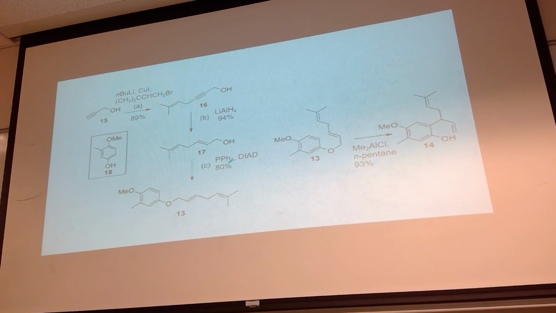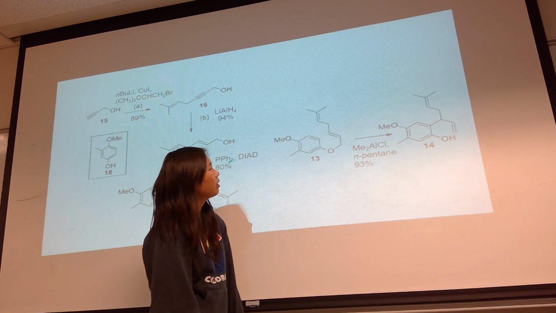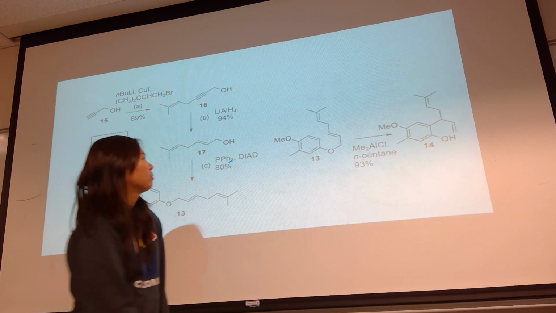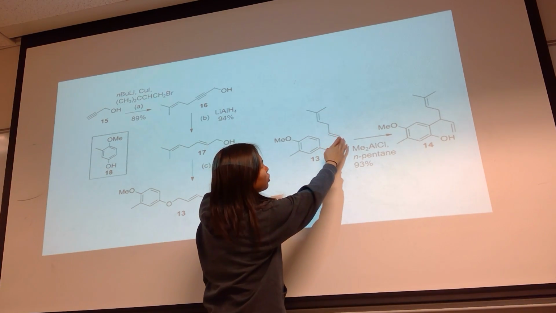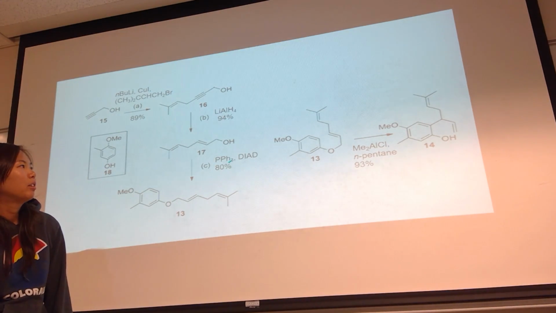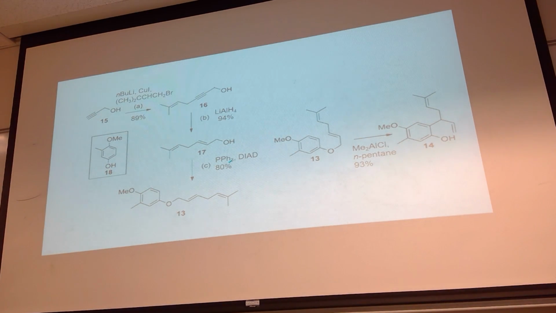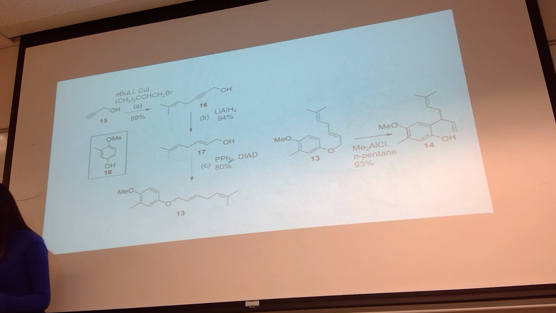It's a [3,3] sigmatropic rearrangement. So if we're counting, it would be 1, 2, 3. 1, 2, 3, if I'm counting correctly. But a Lewis acid doesn't protonate. A Lewis acid is about electrons, right? So probably what's going on is that the oxygen in the paper binds to the Lewis acid.